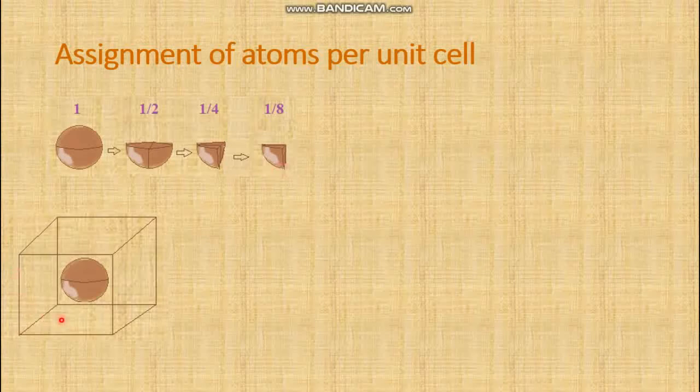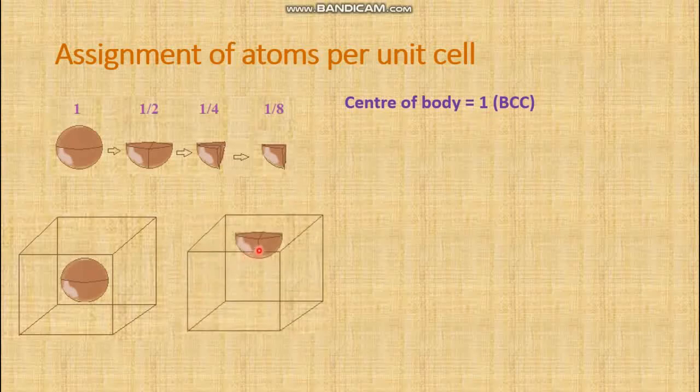If it is a body-centered space lattice, then the whole sphere is inside the unit cell. These types of examples are found in body-centered cubes such as BCC. Then the number of assignment is 1. That is, the full atom is inside the unit cell. If it is in the face center, then half is inside the unit cell and half is outside. So half an atom is assigned here. So in the face centers, or the center of the face, half an atom is inside the unit cell.